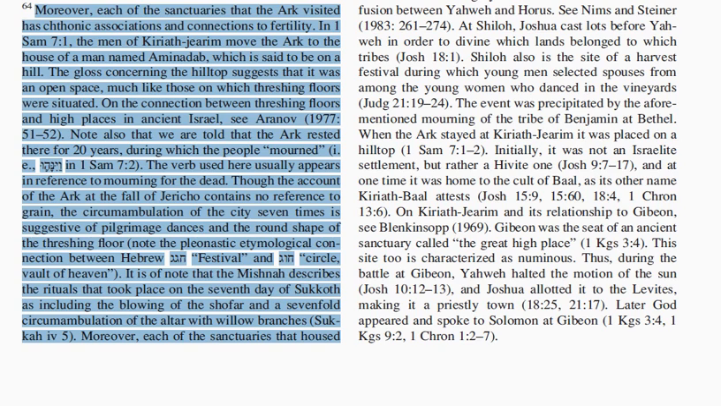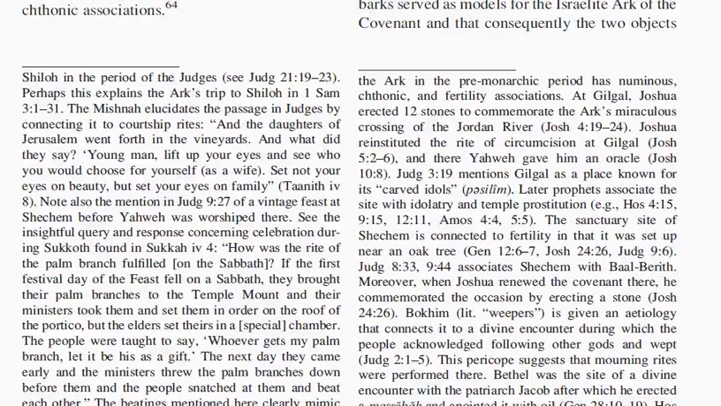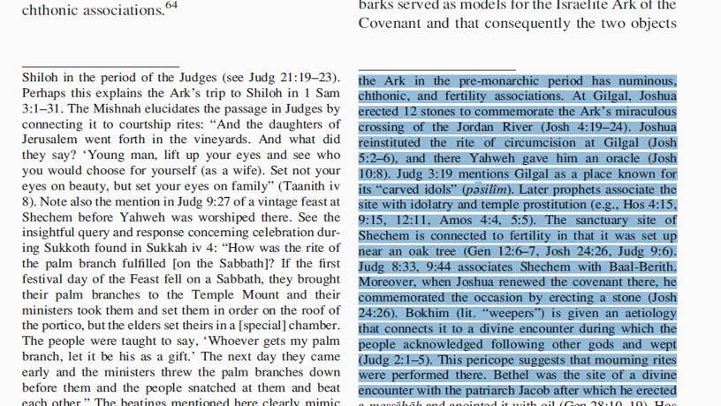It is of note that the Mishnah describes the rituals that took place on the 7th day of Sukkoth as including the blowing of the shofar and a 7-fold circumambulation of the altar with willow branches. Moreover, each of the sanctuaries that housed the ark in the pre-monarchic period has numerous chthonic and fertility associations.